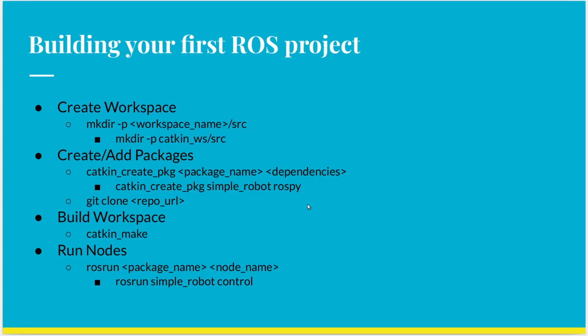This slide shows the flow of how you can build your first ROS project. You first need to create a workspace directory in which you can add or create the required packages. The catkin create package command can be used to create a skeleton package in which the basic files and folders are present, which you can later edit to add the required nodes and other files. You can also clone a ROS package from GitHub if required. In both cases, you need to make sure that all the dependencies are present.